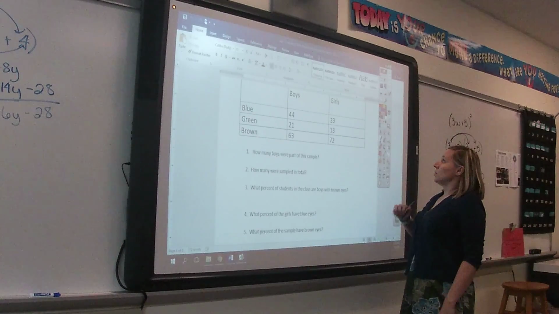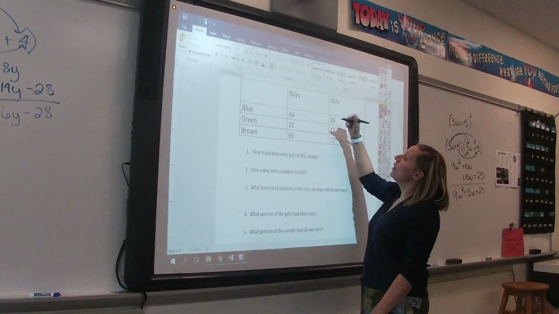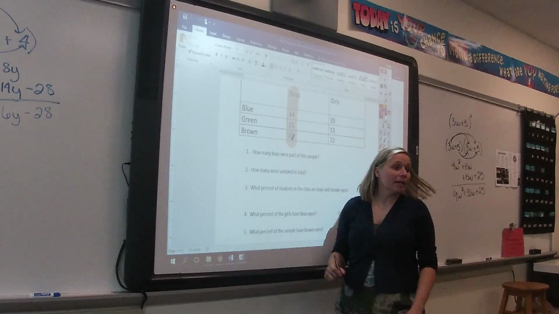So, how many boys were part of this sample? If we want to look at this and determine how many boys were part of this sample, that says we want to look at our boys column.